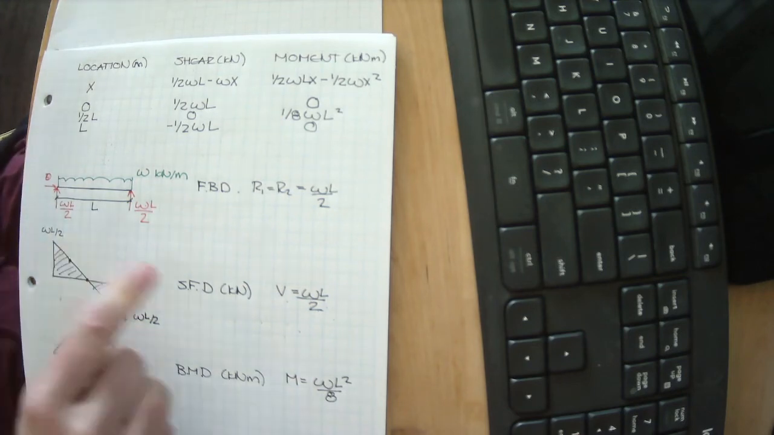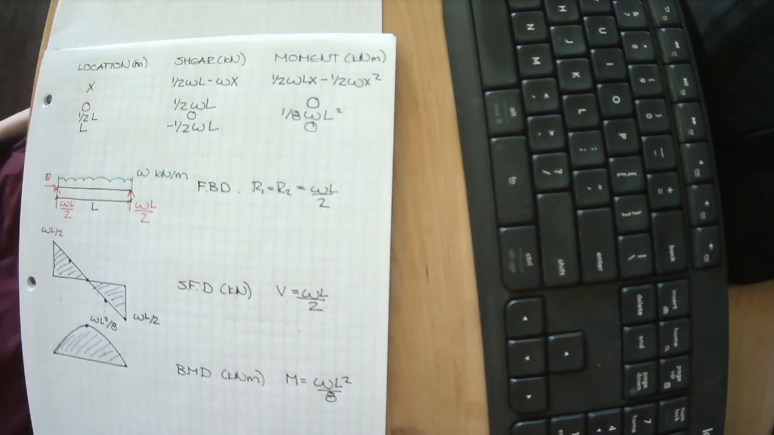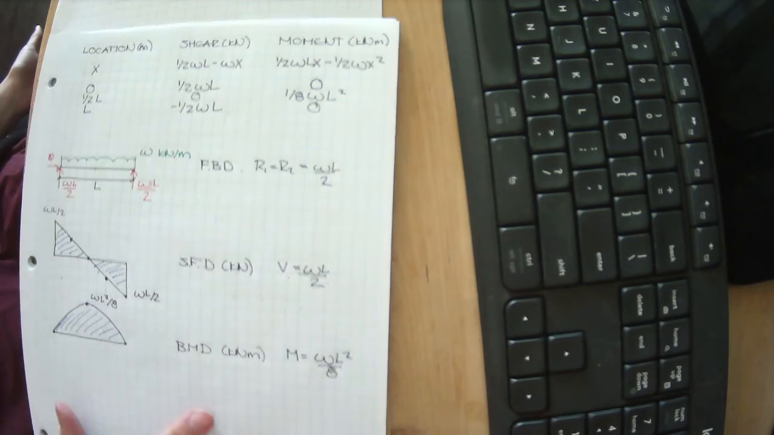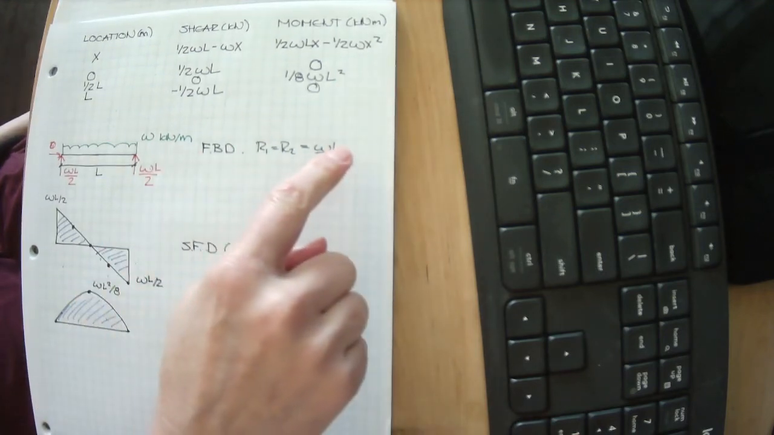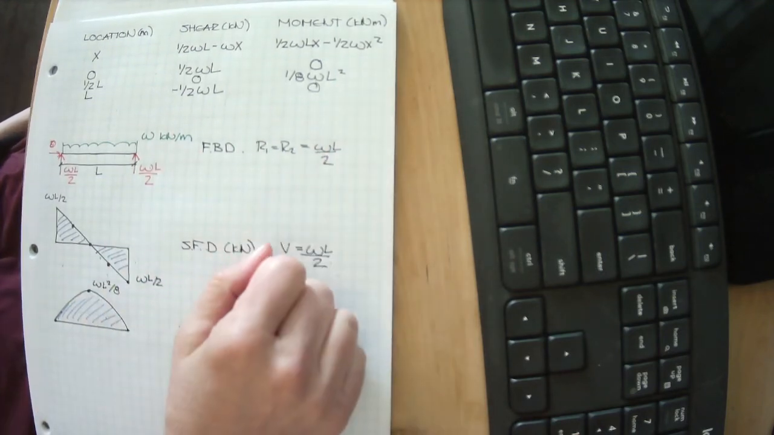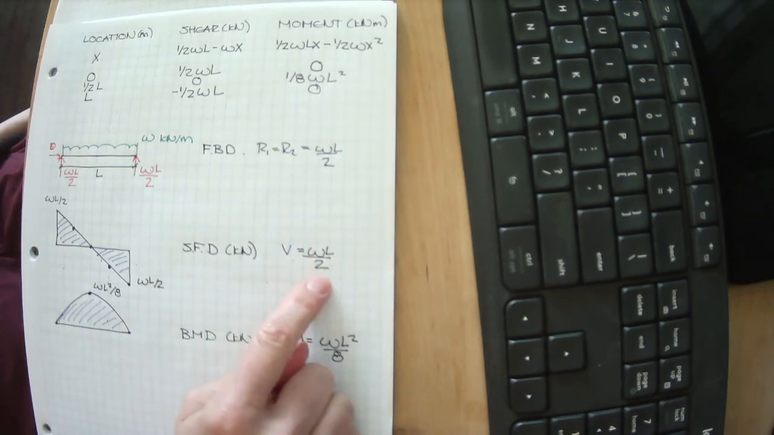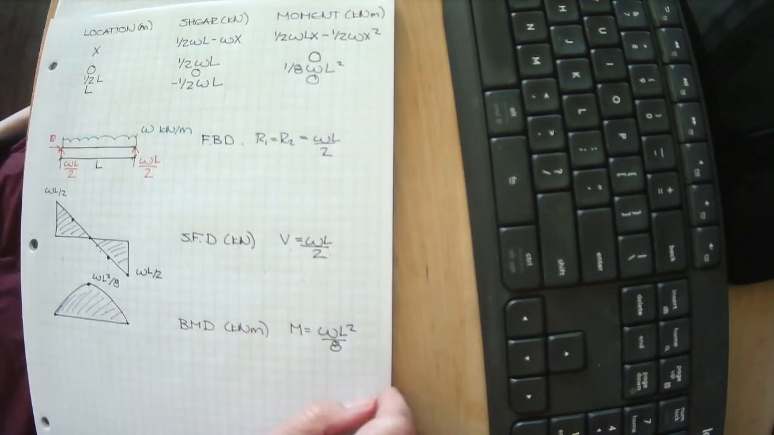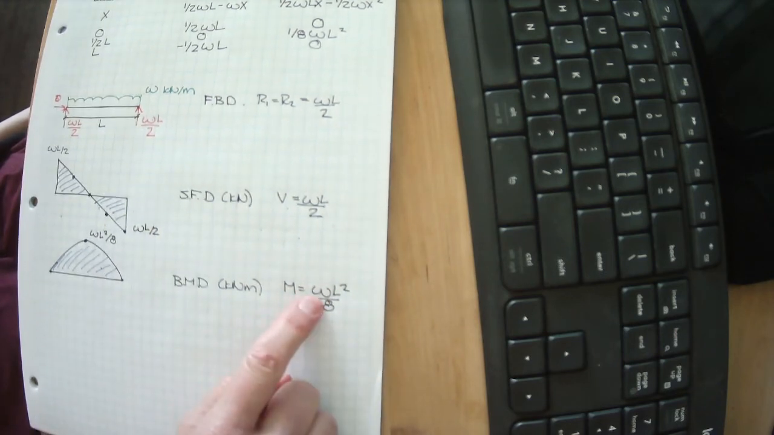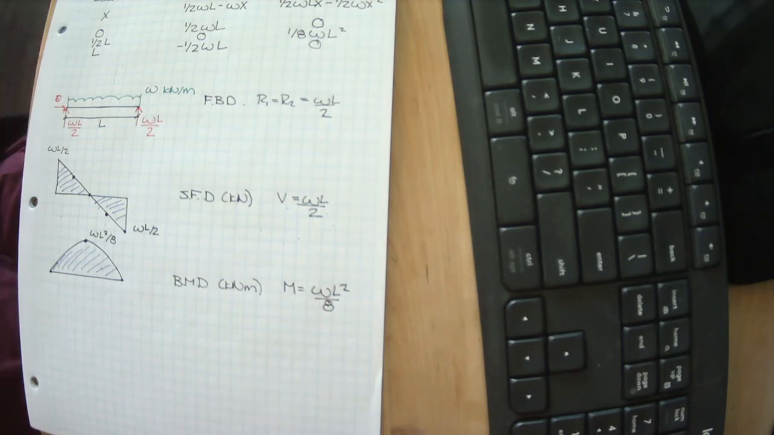If it's the most common thing we do, we now know that the reactions are the load times the length divided by 2. The shear, the worst case shear, is the load times the length divided by 2. And we know the moment is the load times the length squared divided by 8. We have the answer for the most common problem we're ever going to look at.